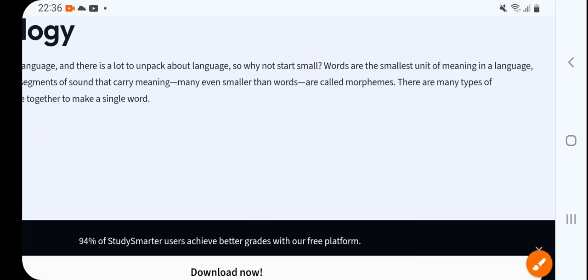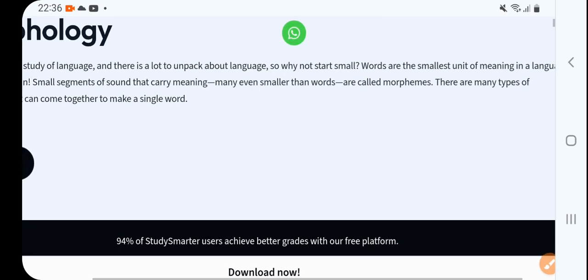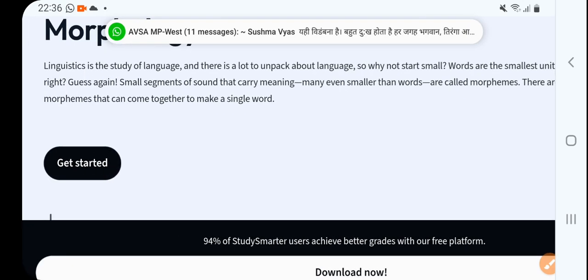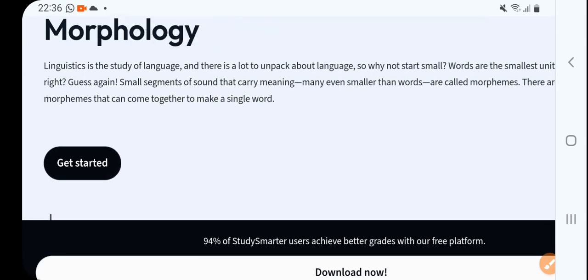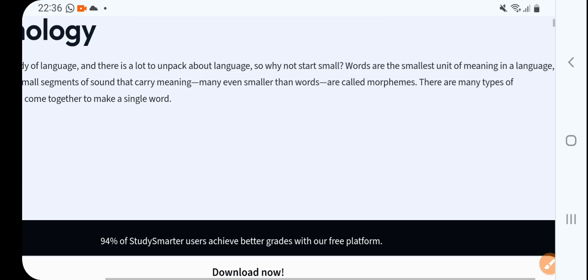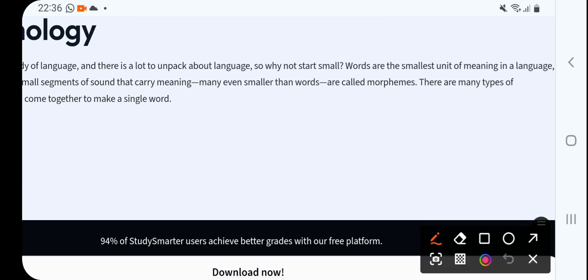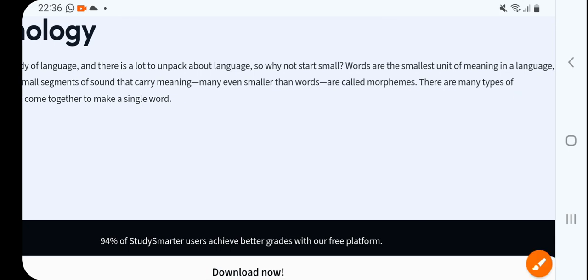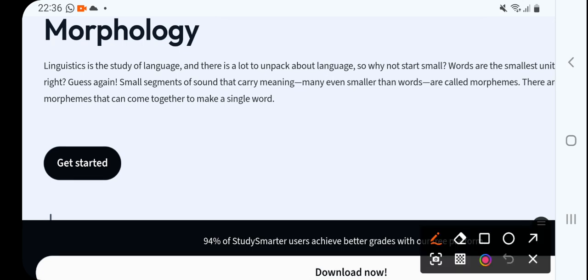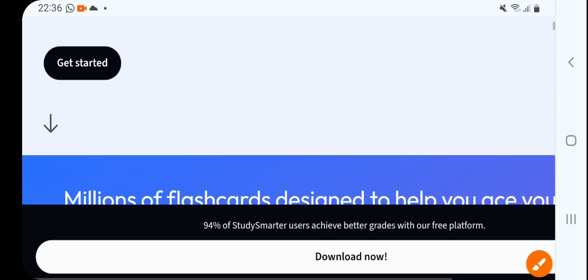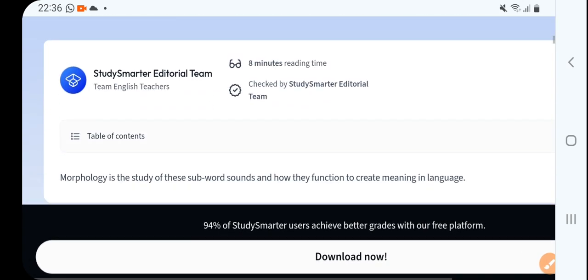Important. There are many types of morphemes that can come together to make a single word. We will see this in the example.